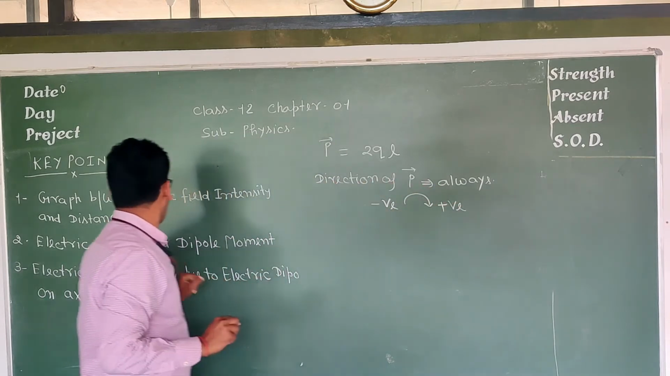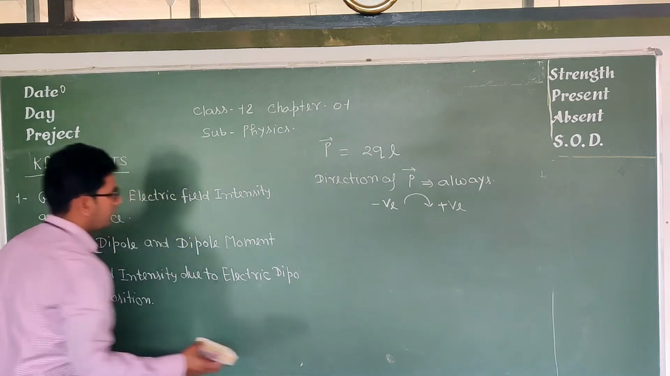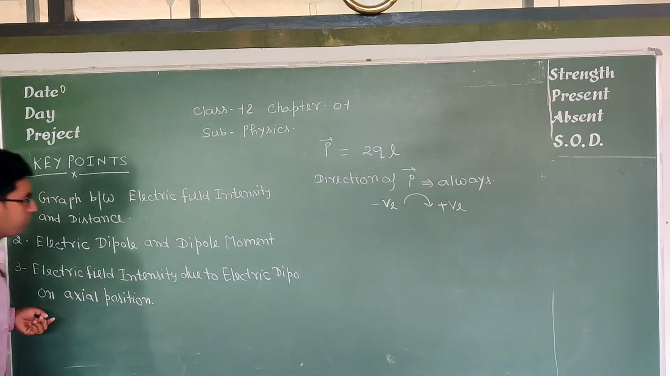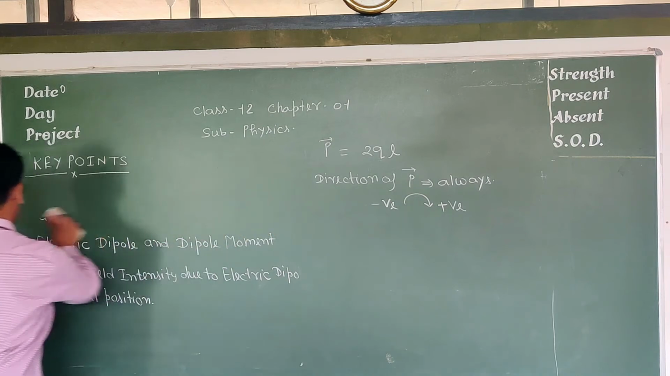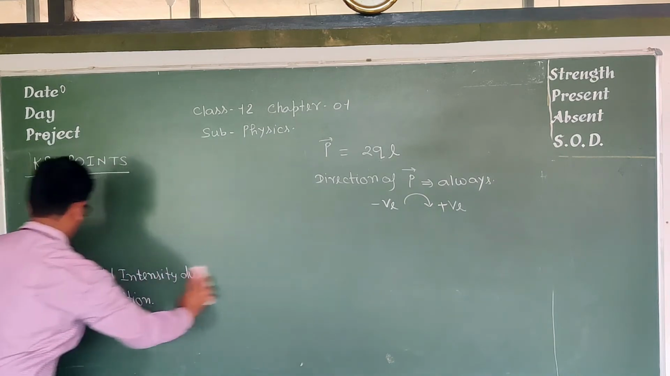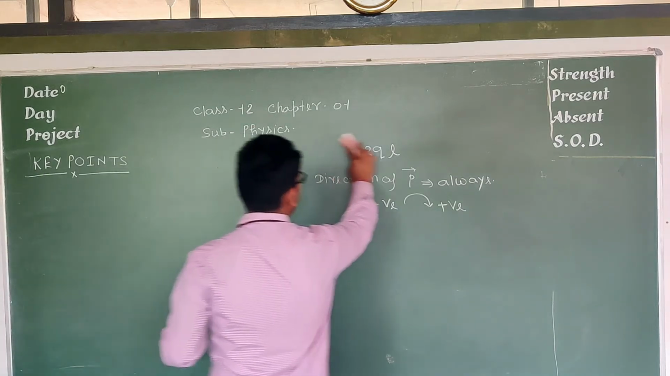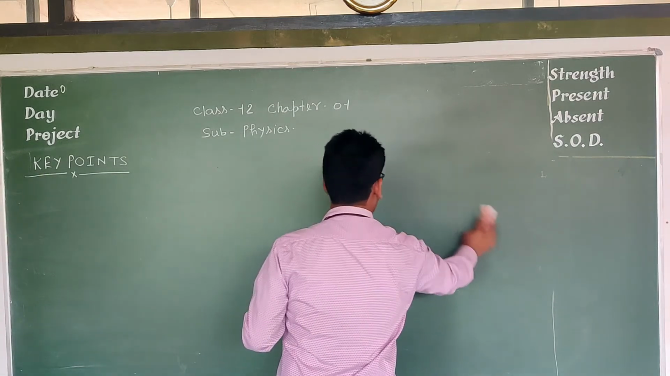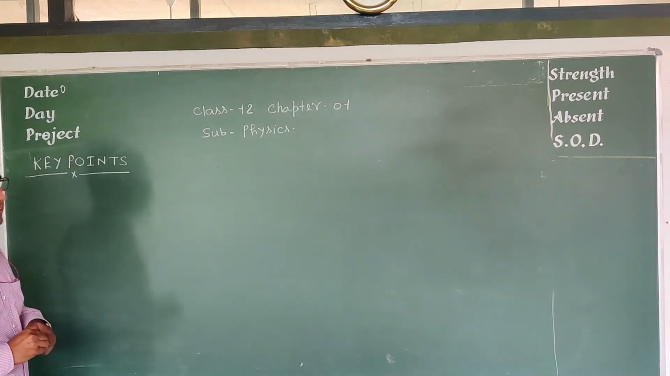Clear? And next one, last topic of today's lecture, that is electric field intensity due to electric dipole on axial position. This is very important for the board exam. So next one, electric field intensity due to dipole on axial position.